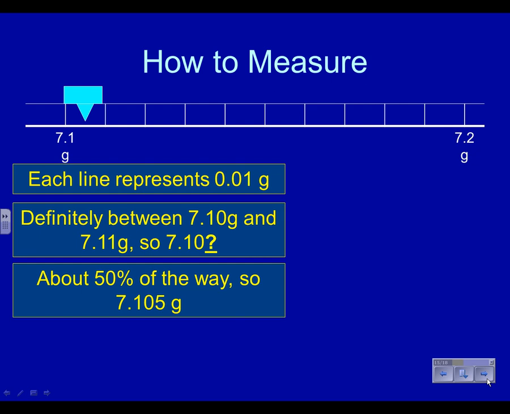Hey, let me finish this real quick. So over here, 7.1, 7.2 is here. Even though we haven't labeled all these lines, they're still there. So each one of them represents 0.01 grams. 7.10, 7.11, 7.12, 7.13, all the way up to 7.2. Does that make sense?